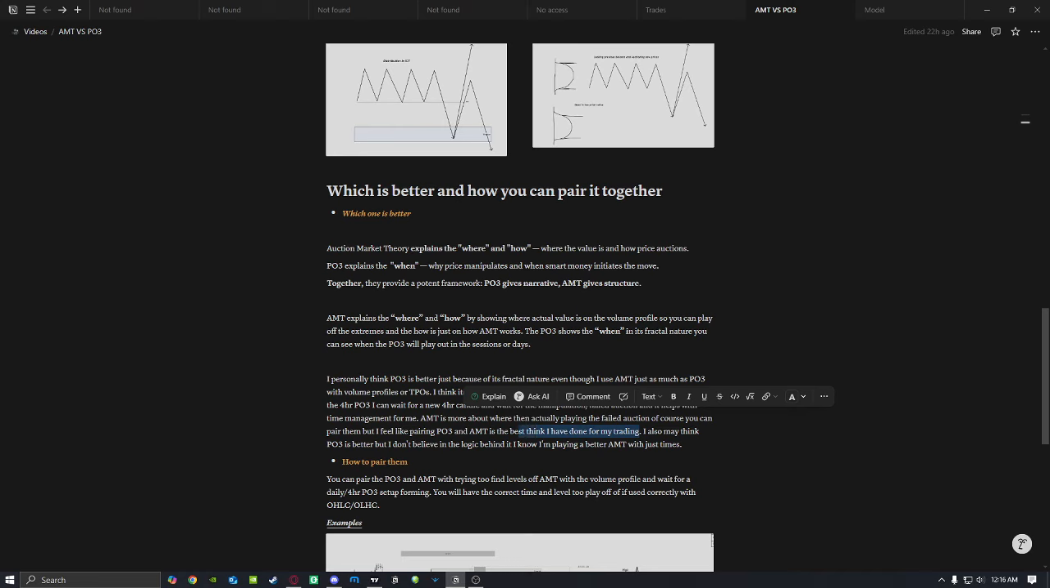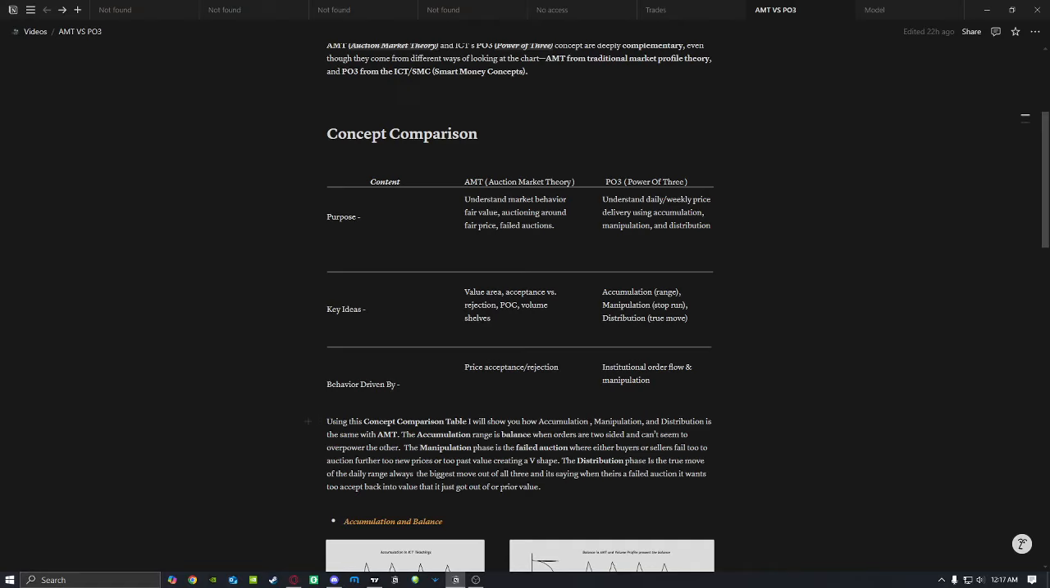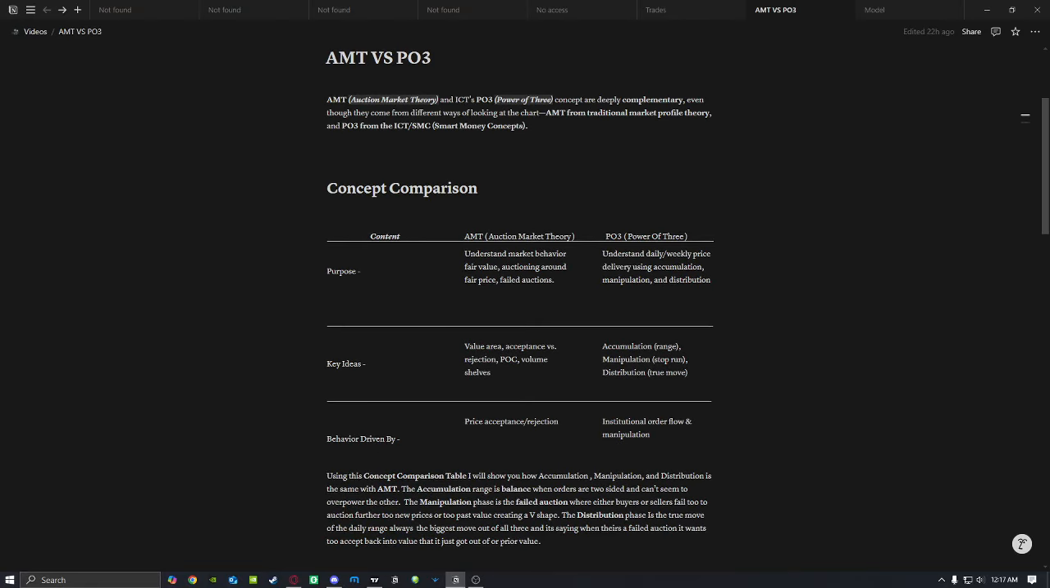This is by far comparing, like doing levels off the volume profile and AMT and getting a framework of time with the Power 3 fractal nature is really good. I also may think Power 3 is better, but I don't believe in the logic behind it. And I know I'm playing a better AMT just with times. I don't believe the logic of manipulation or anything like that. It's going to be the same thing as order flow. ICT just rebranded it. As you can see, even from this concept comparison, they're the same thing.